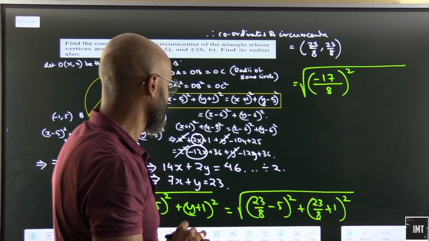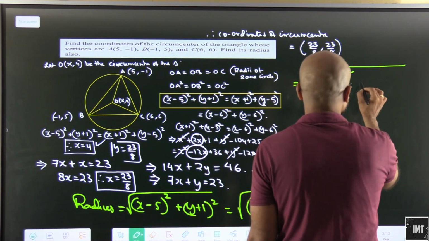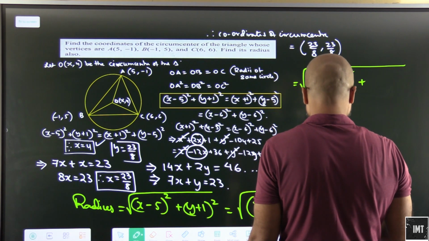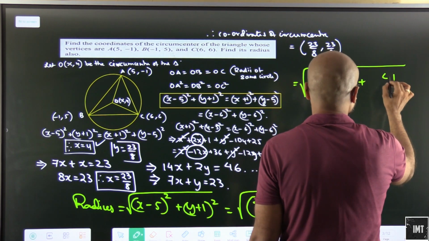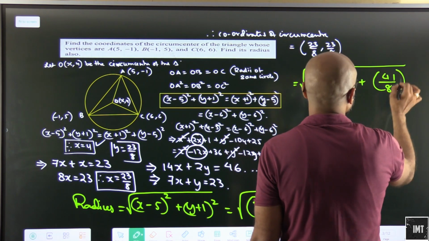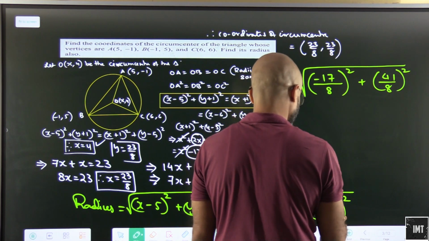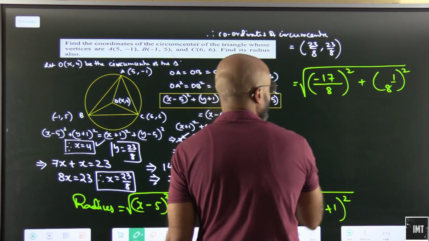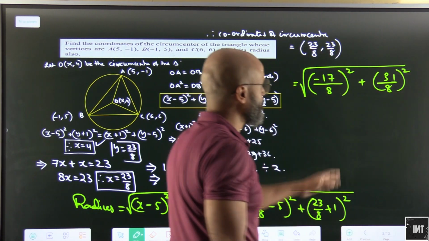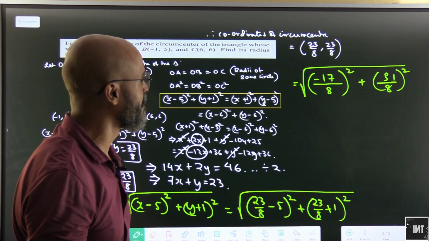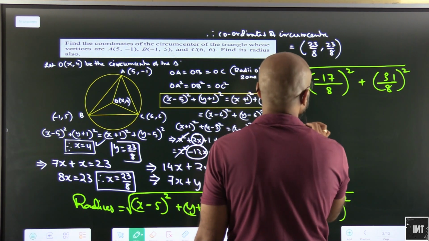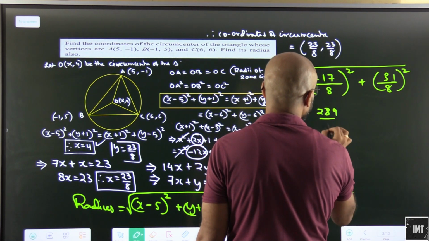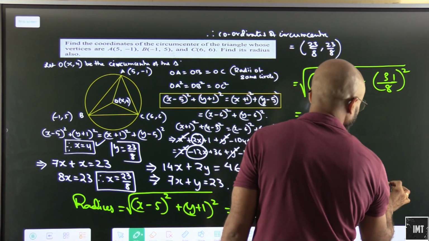40, 5 8s are 40. 23 plus 8, so that will be plus 41 by 8 square. 23 plus 8, 31. I'm so sorry there. So this is basically mathematical calculations that can be sorted out, or we can also say that this will be how much? 289 by 64 plus 31.